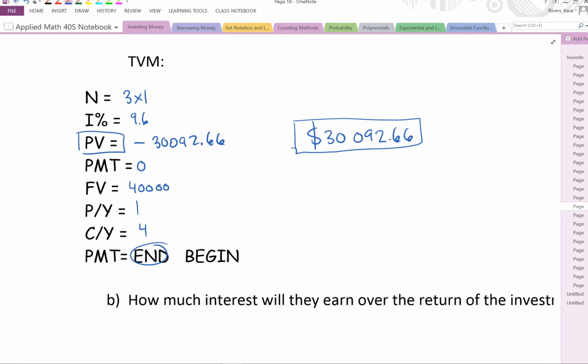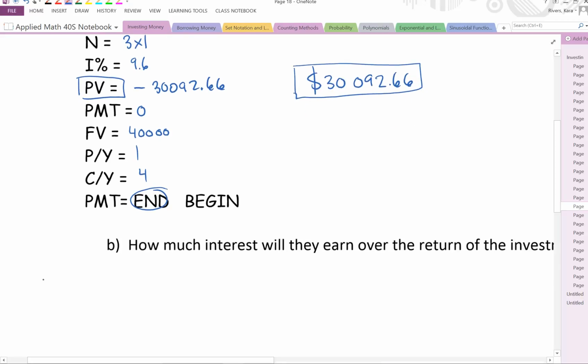Now B says, how much interest will they earn? Well, the TVM solver in this format doesn't allow us to solve for the interest. So you can do one of two things. You can use I equals A minus P, and in that case, your future value is 40,000 minus your principal, which we now solved for.